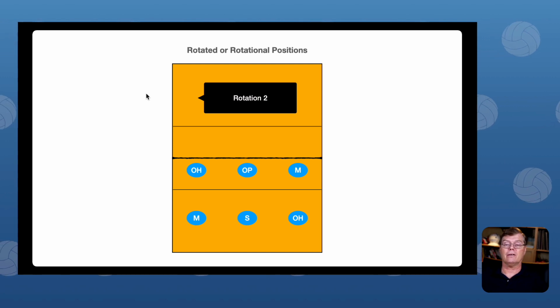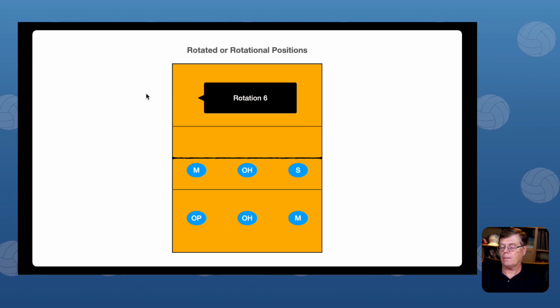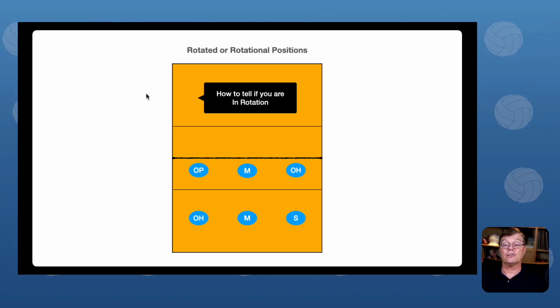So here again, now our outside hitter is our serving player. And we would just continue to rotate like this through the different rotations. Okay, so let me go back and do that again just to illustrate for you. This is rotation 1. And we did all this. Just want to reiterate it. And now we go to rotation 2, the outside hitter ready to hit.